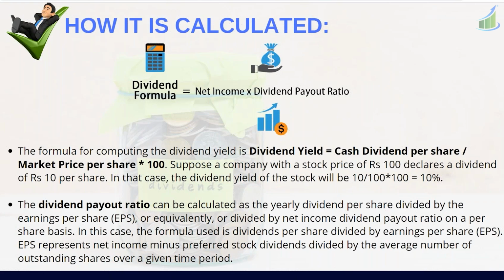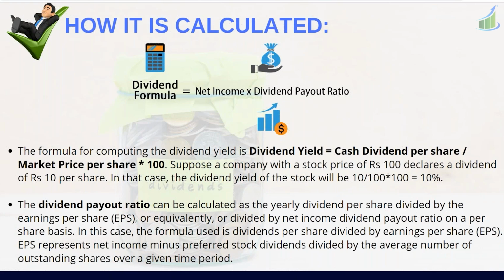The formula for computing the dividend yield is equal to cash dividend per share divided by the market price per share, multiplied by 100. Suppose a company with a stock price of 100 declares a dividend of 10 rupees per share. What is going to be the dividend yield? It's basically 10 divided by 100 into 100, so it is going to be 10%. But usually this kind of percentage comes on the face value.